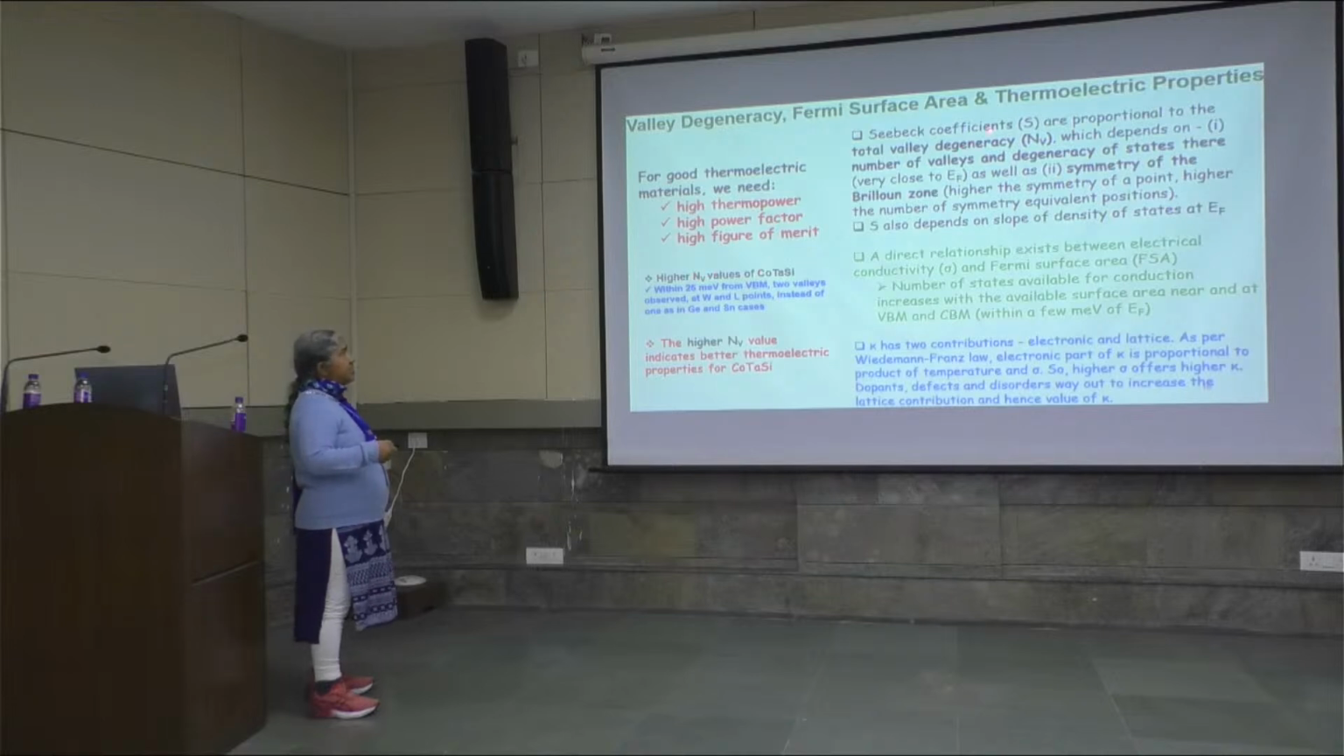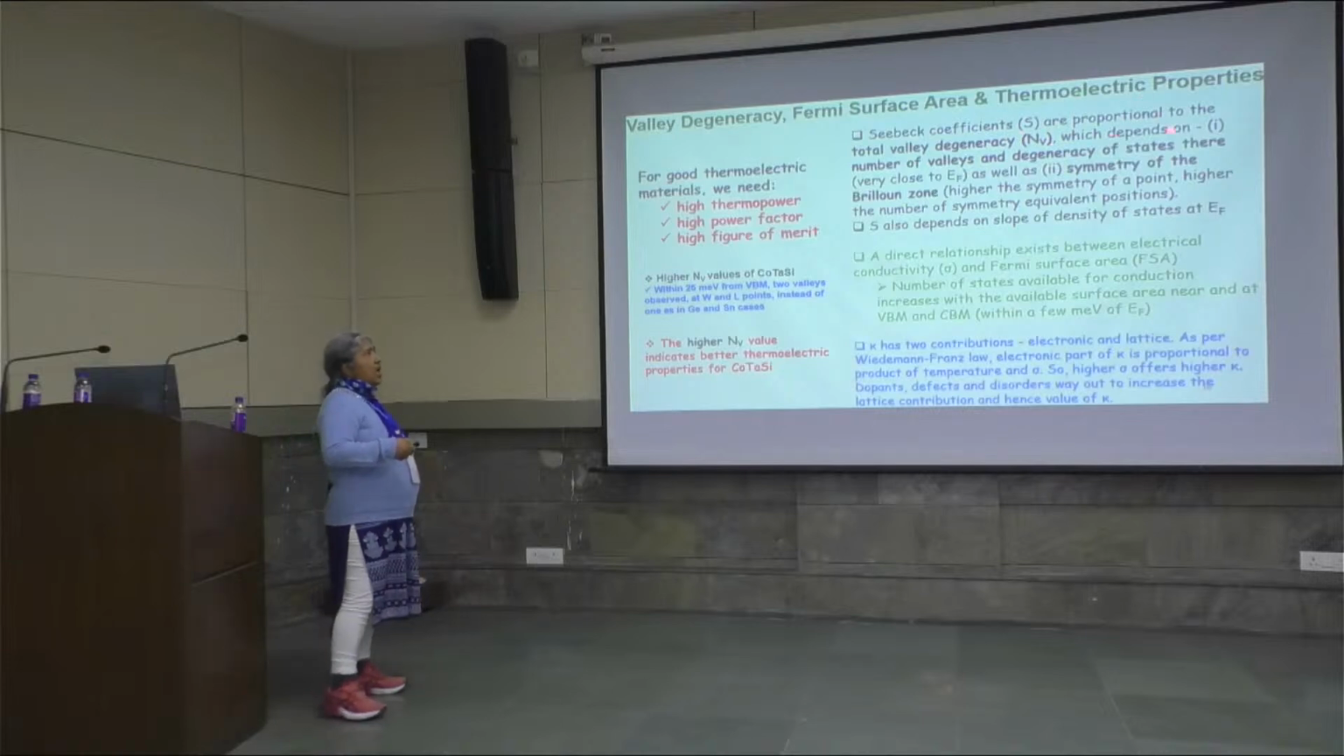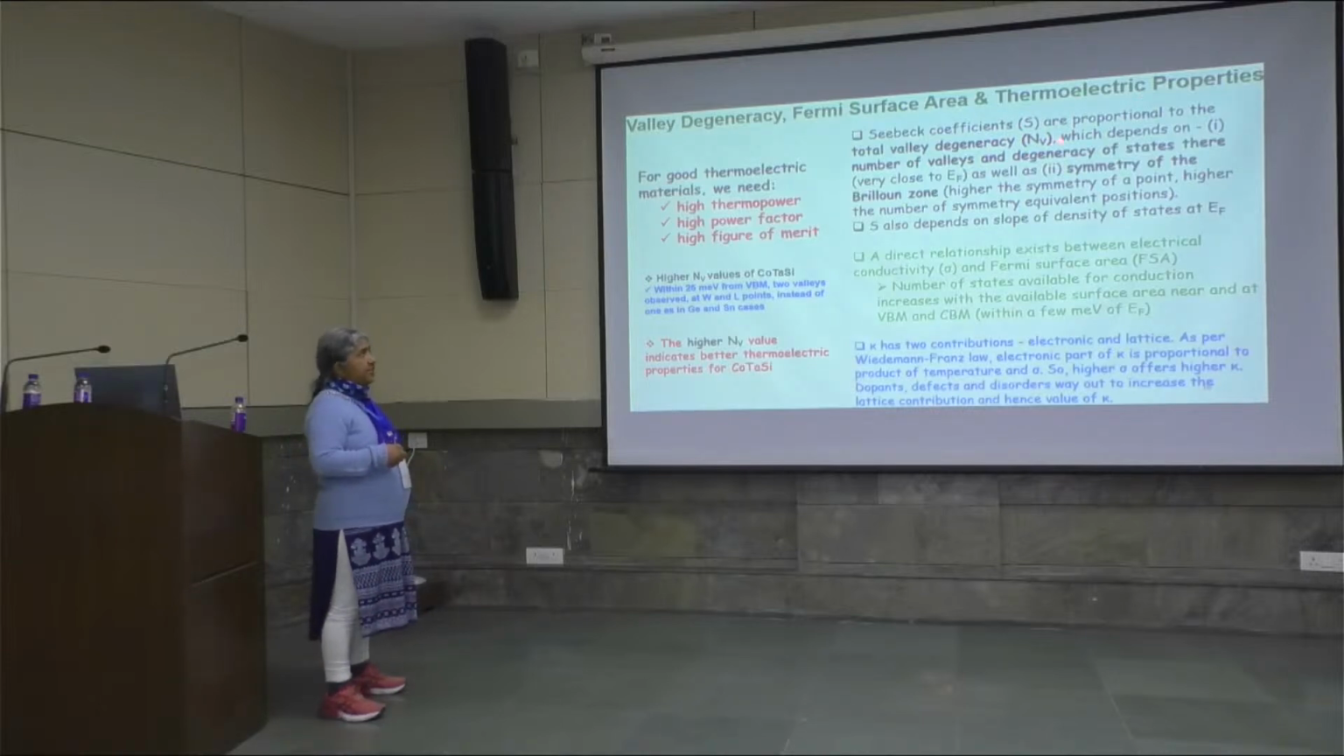Now what is valley degeneracy? It has been seen in the literature that the Seebeck coefficients, that is S values, are proportional to the total valley degeneracy NV, which depends on the number of valleys and the degeneracy of states close to EF, as well as the symmetry of the Brillouin zone. The higher the symmetry of the point, along the band directions we have done around gamma, W, L and all, the higher the number of symmetry equivalent positions also. So this plays a role, and S also depends on the shape of the density of states at or close to EF.